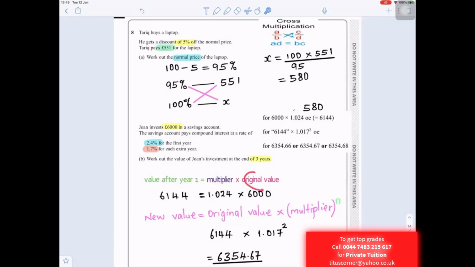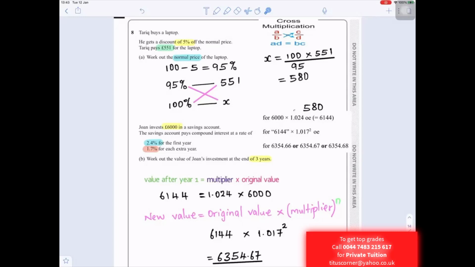And the original value is given in the question. Original value is 6,000, so you use 6,000. Multiplier: to get the multiplier, you will add 2.4 plus 100. So 100 plus 2.4% gives you 102.4%.